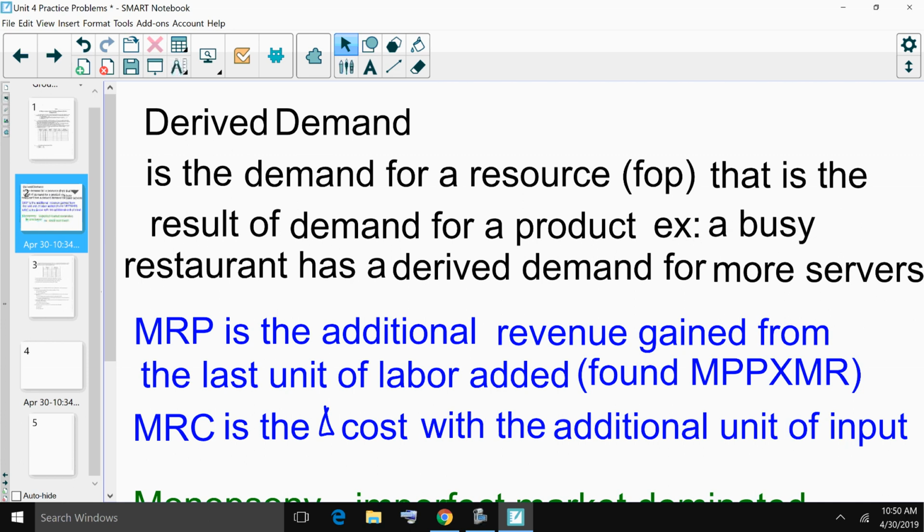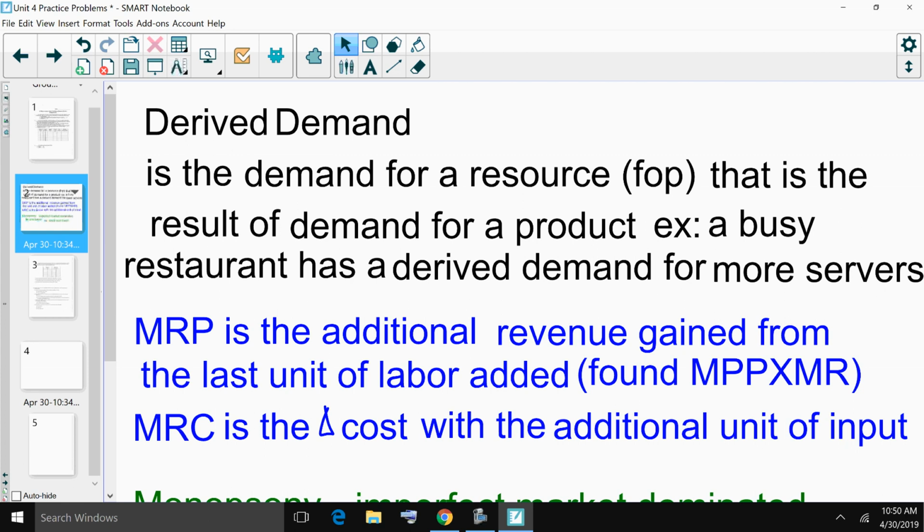So, a busy restaurant, super busy, needs more servers. So they have a derived demand for labor, for workers, restaurant workers. But if they're slow, then they cut those people and they're not getting hours anymore. So their demand would decrease, which is why demand for labor is often a derived demand. They don't always need those workers.